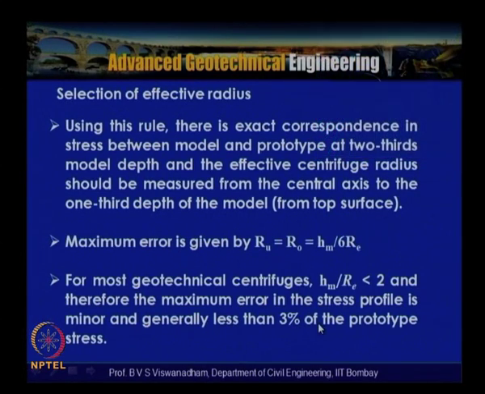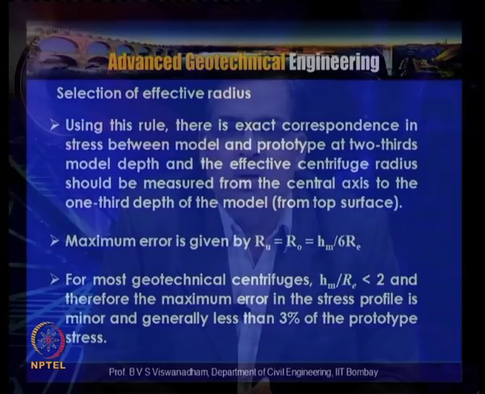So for most geotechnical centrifuges, if HM by RE is maintained as 0.2, then 0.2 by 6, that is into 100, is about 3.33%, so the variation in the stress is minor. If, suppose, HM by RE is equal to 0.5 or something like that, the stress variation will be high and greater than 3%.